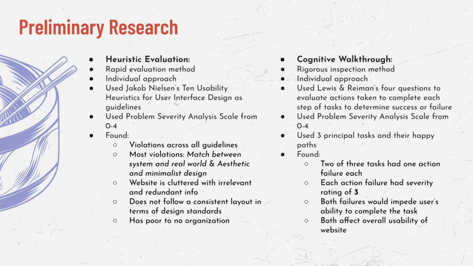We found that 2 of the 3 tasks had 1 action failure each. Each action failure had a severity rating of 3 because both failures would impede users' ability to complete the task, and they would both affect the overall usability of the website.